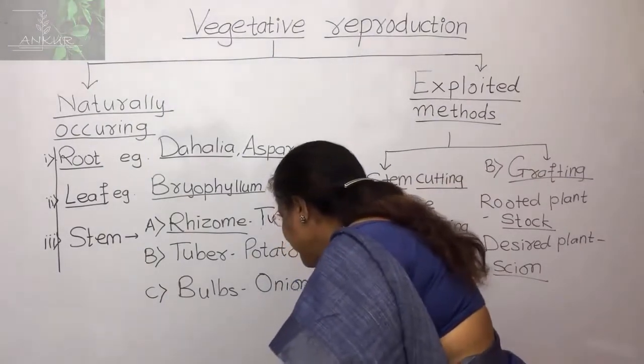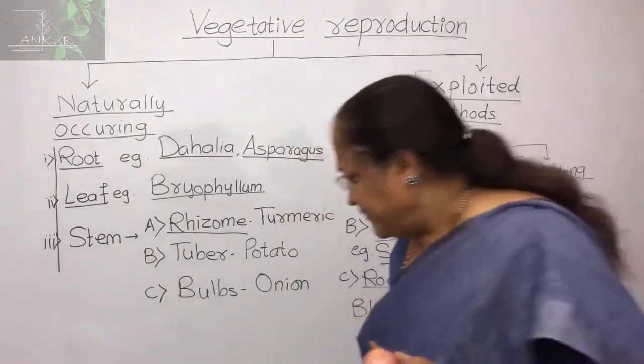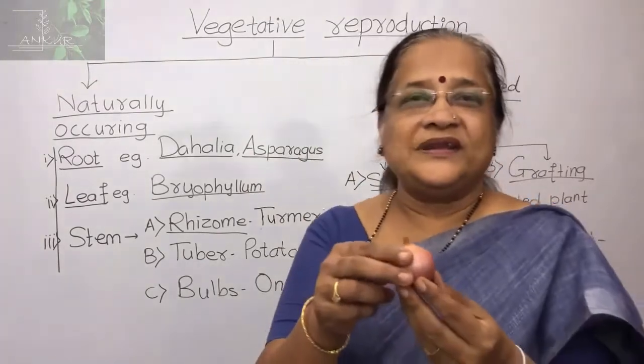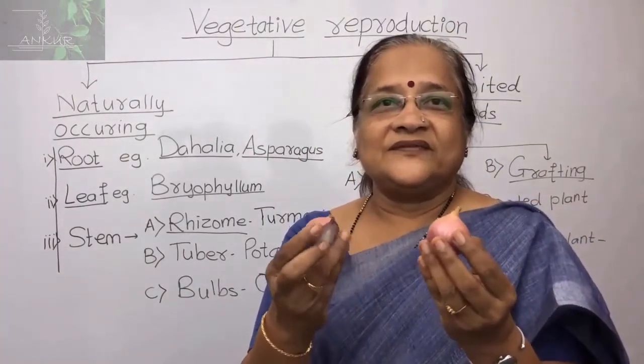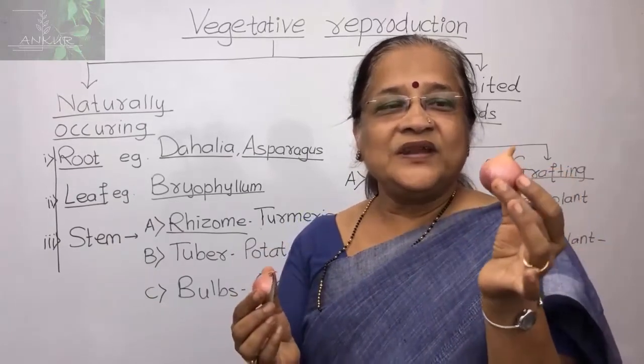Another example is the modification of stem. That one we get here is the onion. Onion is the stem modification which we call the bulb. This is the tunicated bulb.